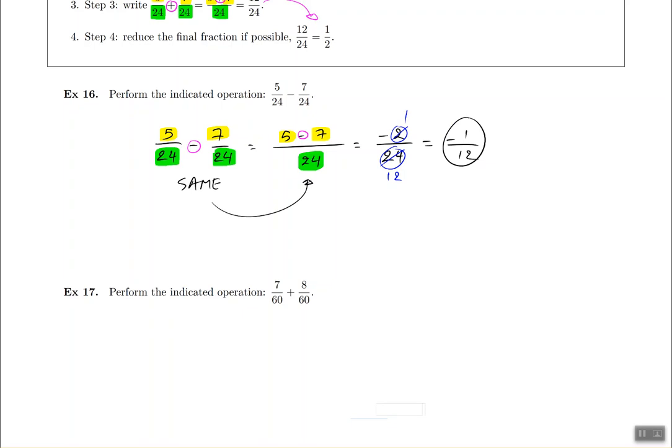So again, when we're adding, it's pretty much the same process. 7 over 60 added to 8 over 60. So first, make sure that your denominators are equal to one another. So they're both 60, which is great. So they're identical, they're equal, they're the same. So that means we are going to copy that denominator over to the new fraction. Notice we don't add the denominators, we just write it down.